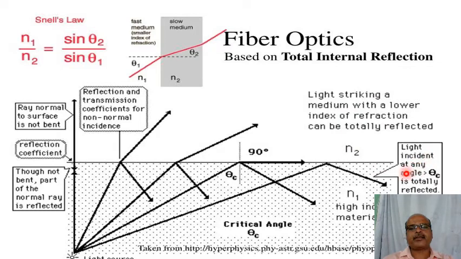That is, for light incident at any angle greater than theta c, when we increase that angle, say double, the light rays are reflected into the same medium. Due to this reflection in the same medium, the light travels in this fashion, and this phenomenon is used in optical fiber cable.